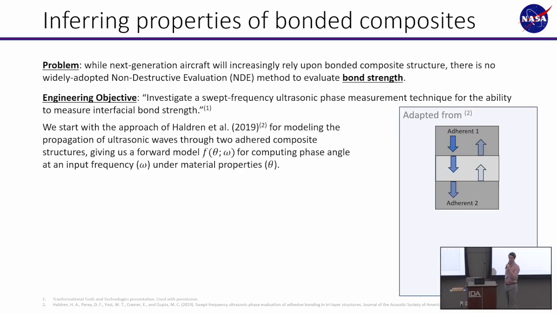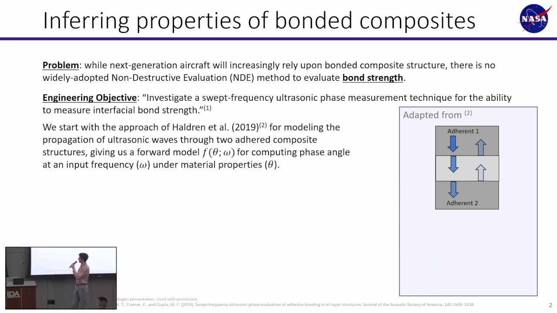And this approach is based on this particular paper from Haldren et al. in 2019. And I have a little schematic here which illustrates the idea where you have two adherents which are bonded together by some sort of bonding material, and you send ultrasonic waves through adherent 1. They go through, some of them are reflected, a little bit more goes through, some are reflected, and then finally more go through. And so with this model, we can write down some equations, and I will refer to this for my purposes as the forward model.